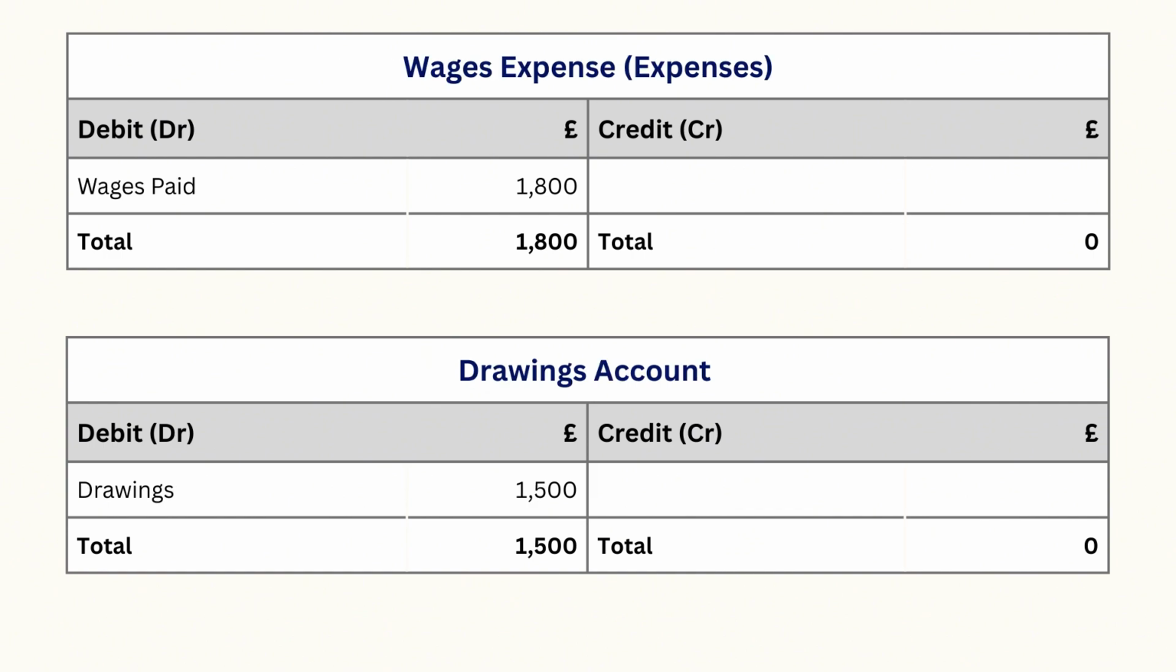Wages is an expense account, so the £1,800 paid is recorded on the debit side, giving a debit balance. Drawings is not an expense, it is money the owner takes out. Drawings reduce the owner's equity, so they also carry a debit balance. Both amounts are listed on the debit side in the trial balance.